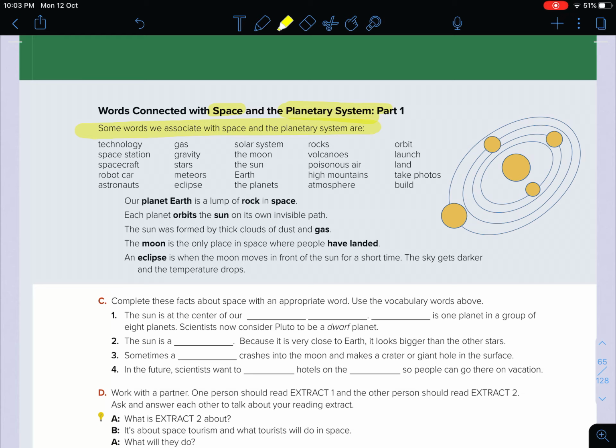I'm just gonna go through the first and the second column. Technology, space station, spacecraft, robot cart, astronauts اللي هو رجل الفضاء, gas, gravity, stars، والبقية ممكن تترجمونهم وتحفظونهم وتعرفونهم، يعني عليهم علاقة بالفضاء. مهم جدا ان الواحد يكون عنده bank of vocabulary، يعني مثل ما يقولون بنك من الكلمات، عشان يكون عنده حصيلة لغوية. Anyways, that's the end of our lesson for today.